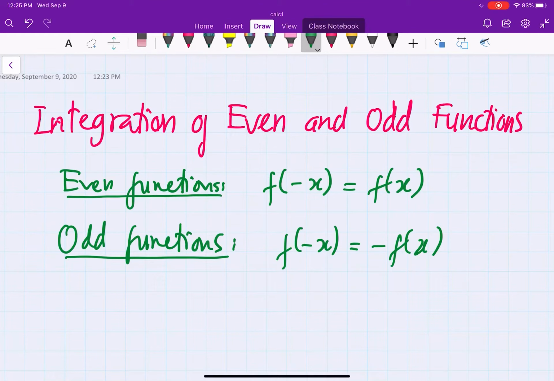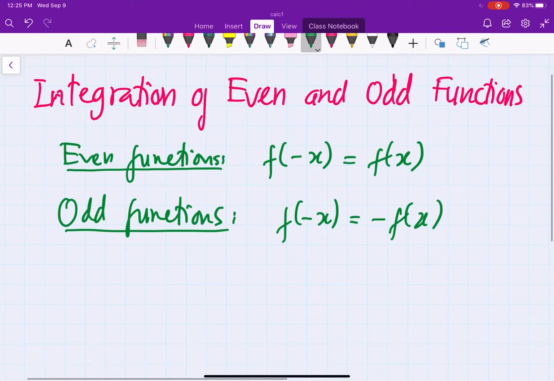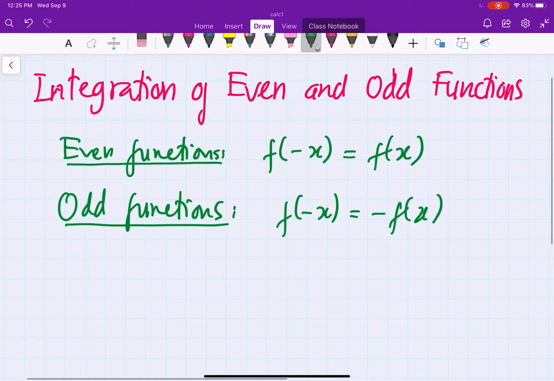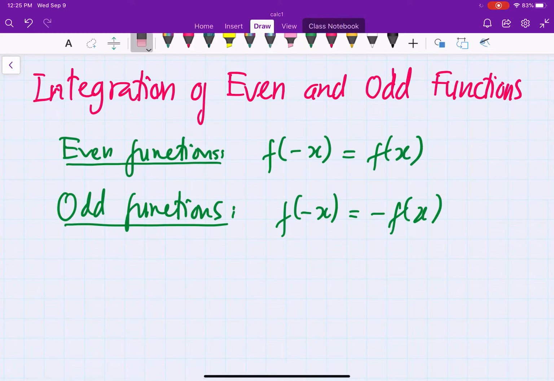Hello, in this very short video we discuss integration of even and odd functions. Firstly, let's remark about even and odd functions. A function f is called even if f of negative x equals f of x. And a function is odd if f of negative x is equal to negative f of x.